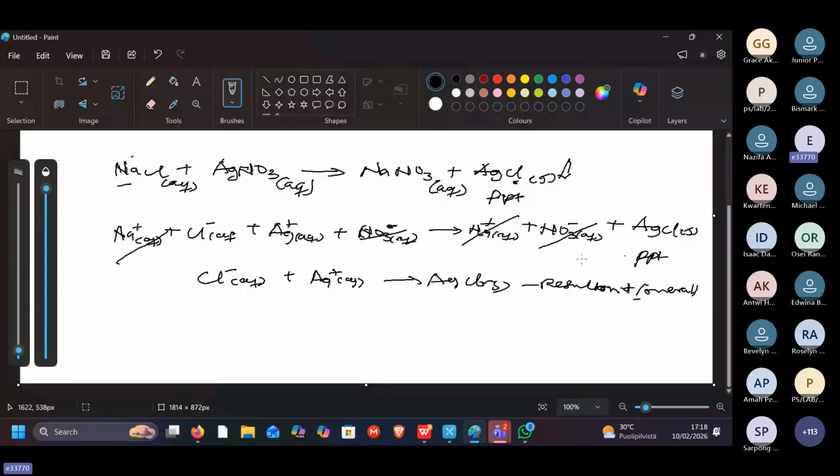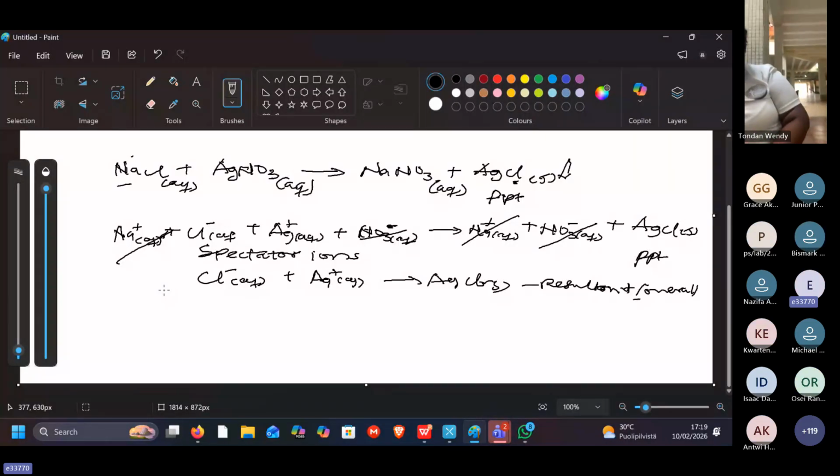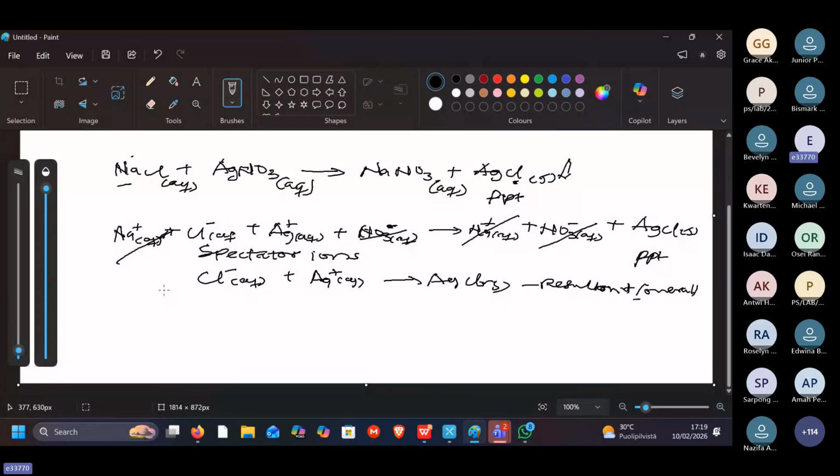Now what do I mean by they didn't play a role here? Sodium and the nitrates. Well, such ions or such species, we call them spectator ions. They are just there to cheer the reaction. They don't actually form part of it, they will still be in aqueous form. So sodium and the nitrates are just spectator ions. And then the real players will be the chlorides and the silver.